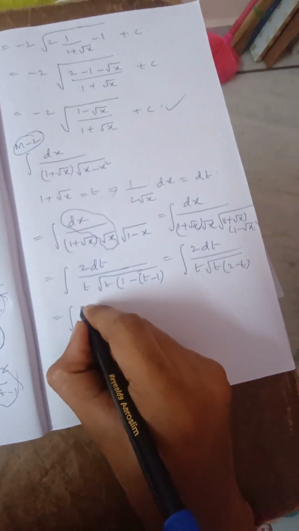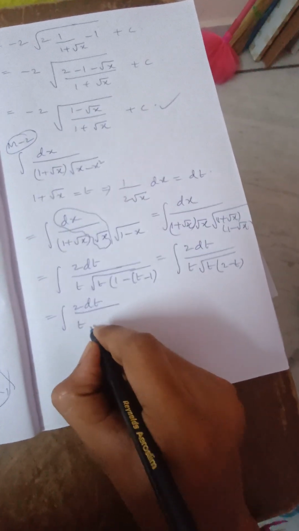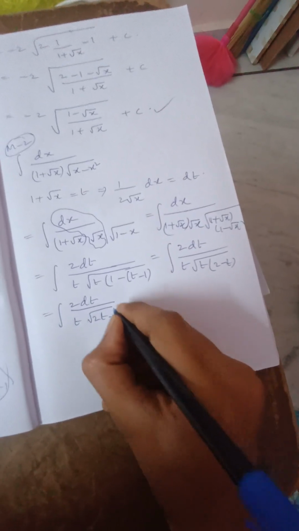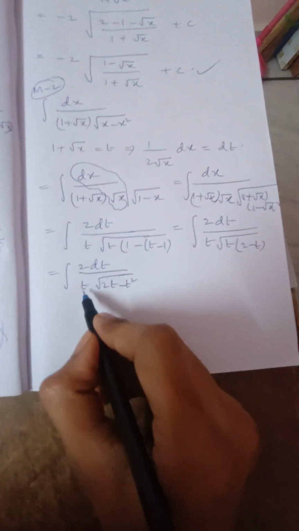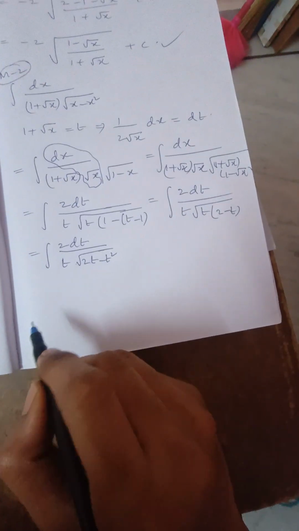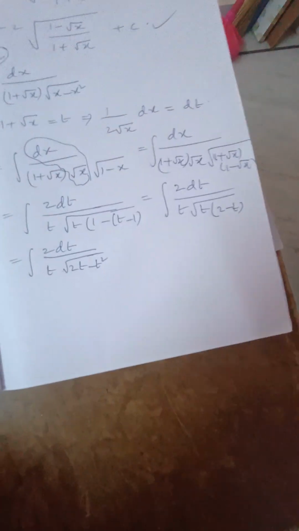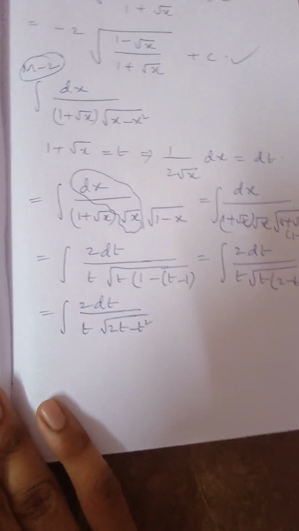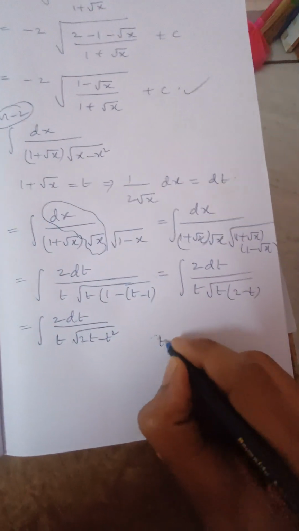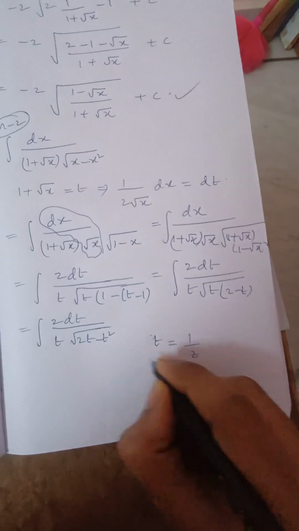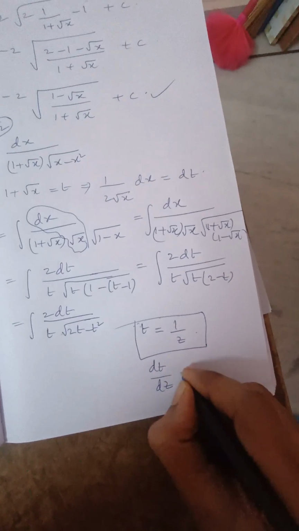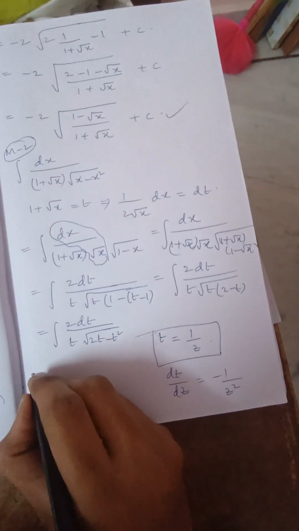So it is of the form linear into square root of quadratic, 2t minus t square. If we have linear into root of quadratic, we can take linear as some 1 by z. So if we take t as 1 by z, we get dt by dz is nothing but minus 1 by z square. So we can substitute here.